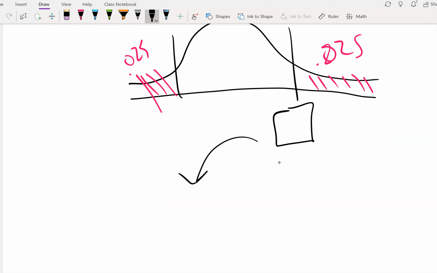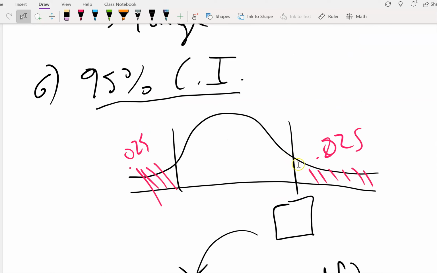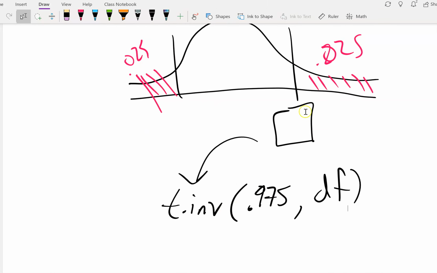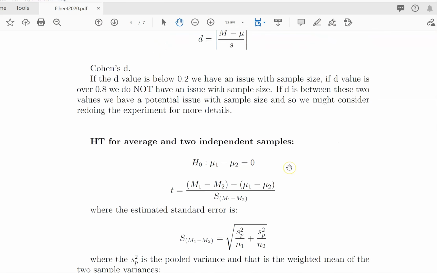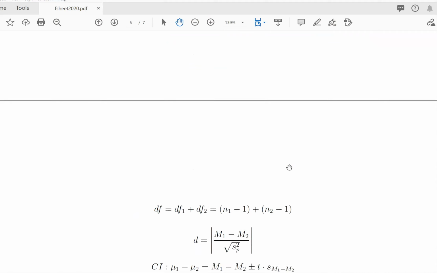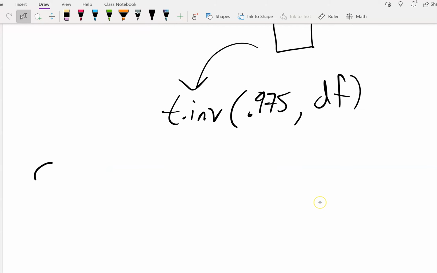To find this number, a confidence interval is always found by T.INV of 0.975, comma, degrees of freedom. Why is it 0.975? Because the area below this bar is 0.975. Once I have the T value, I can go to my formula sheet, you bet, to find my confidence interval. My confidence interval for mu is the following.